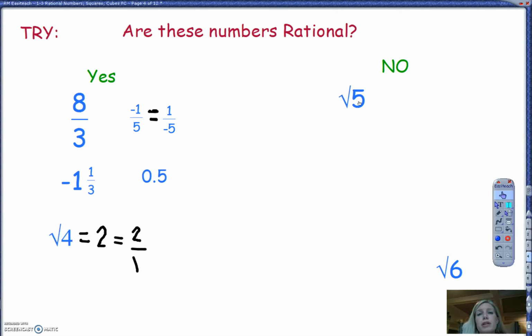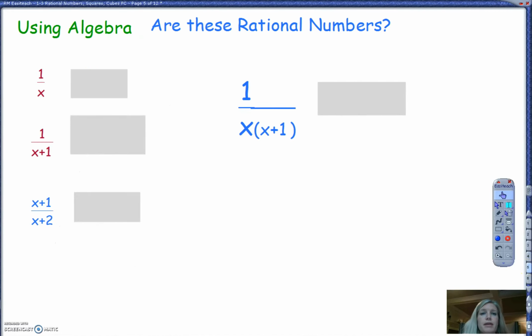If you were to take the square root of this number, it would be a decimal that goes on forever and it never repeats. Same thing with 6. So now you have some examples of what rational and irrational are. So let's look at some algebra behind this. Are these numbers that I've given you, now with the variables, are they rational?